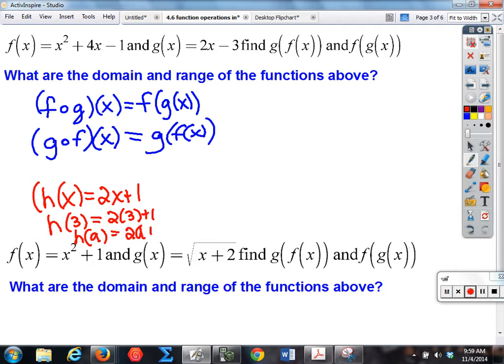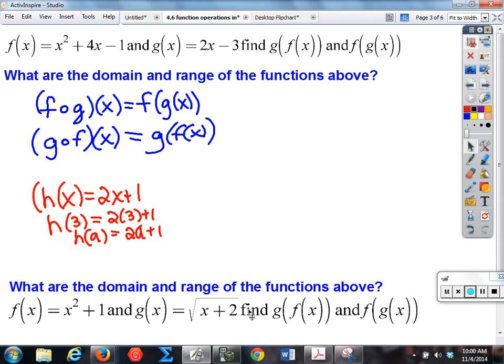If I have H of M plus 3, that just means I plug in M plus 3. So this is just saying everywhere there's an X, I put in M plus 3. So this would be 2, plug in M plus 3, plus 1. Whatever is right inside the parentheses, that's what you plug in for X. So wherever that is, that's where you plug it in.